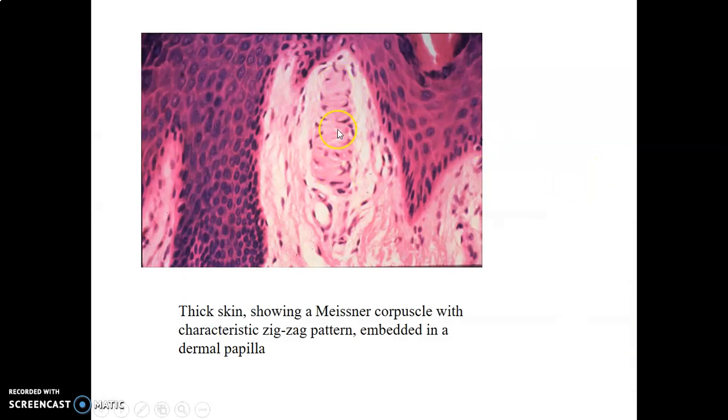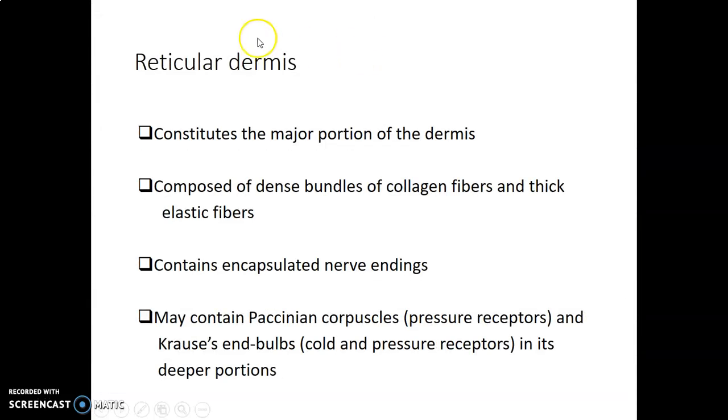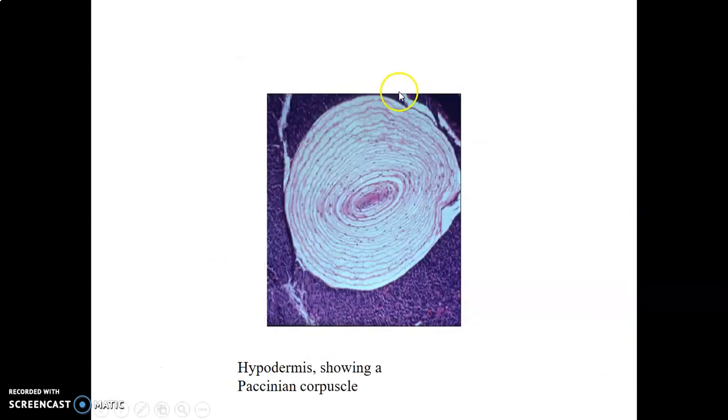So this is a Meissner's corpuscle here. So this just shows you thick skin with a Meissner's corpuscle around the dermoepidermal junction. So this is the papillary dermis interdigitating with the basal part of the epidermis. Reticular dermis is below papillary dermis, is a major portion of the dermis and has abundant collagen and elastic fibers, and contains encapsulated nerve endings that serve as receptors. A main example is the Pacinian corpuscle, which are pressure receptors, and the Krause end bulbs for cold and pressure receptors at the deeper portion of the reticular dermis. That's your Pacinian corpuscle. Okay, you can see a nerve ending that is encapsulated.